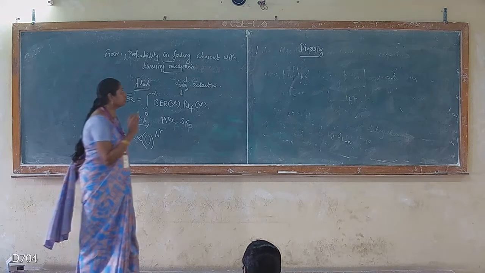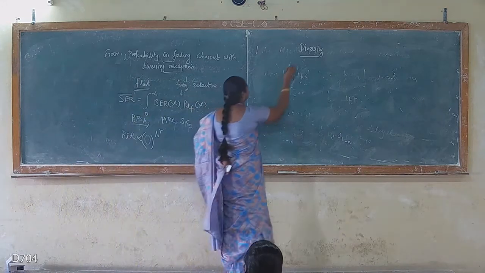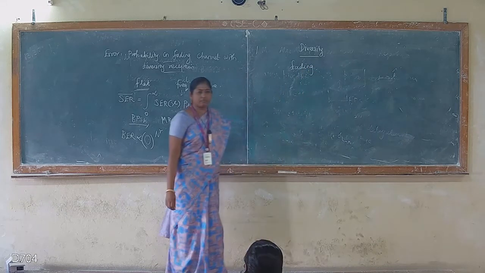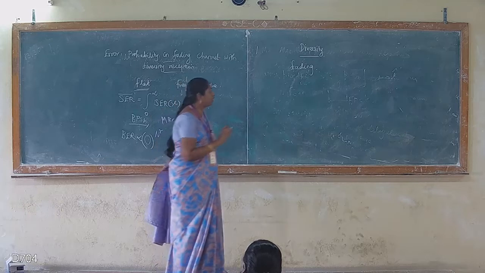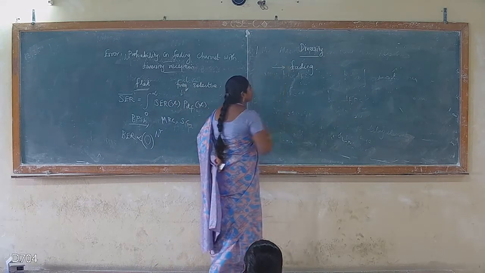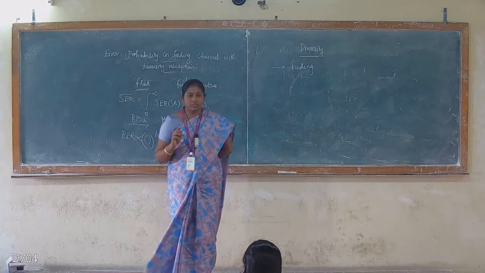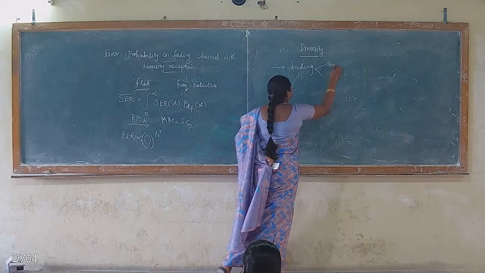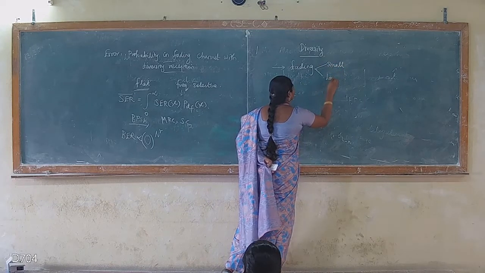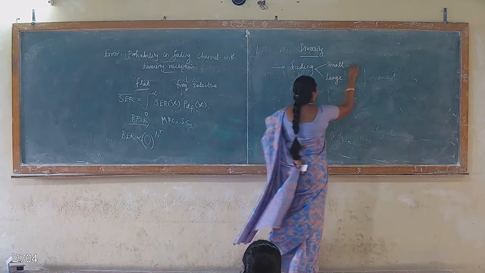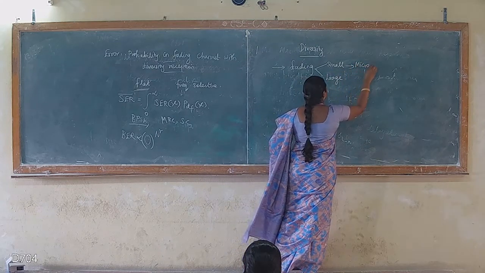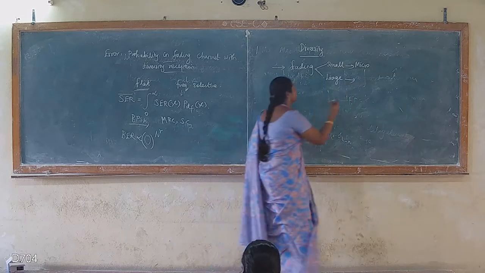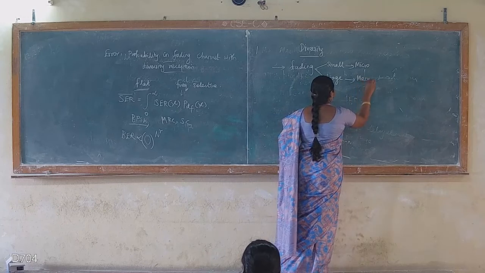Clear? To reduce the effect of fading, we go for diversity. To reduce the effect of intersymbol interference, we go for an equalizer. We have to mitigate or cancel out the fading effect. There are two types of fading: one is small scale and another one is large scale. To reduce the effect of small scale fading, we use diversity called micro diversity. To reduce the effect of large scale fading, we use diversity called macro diversity.